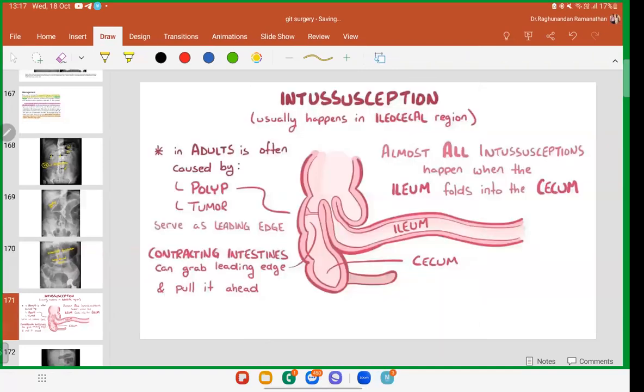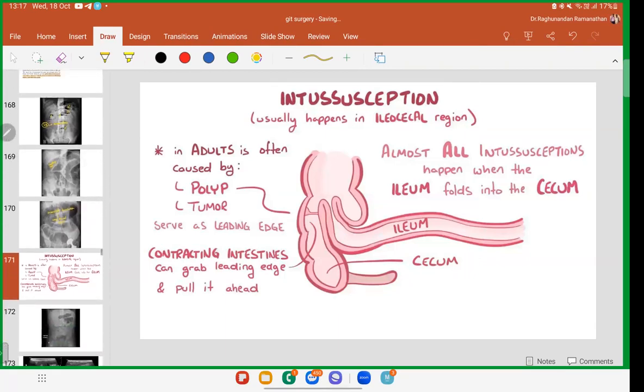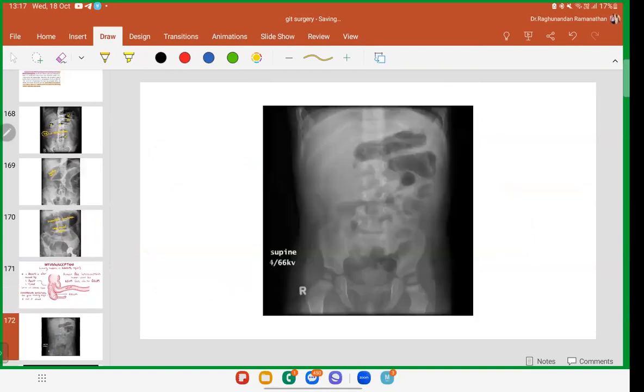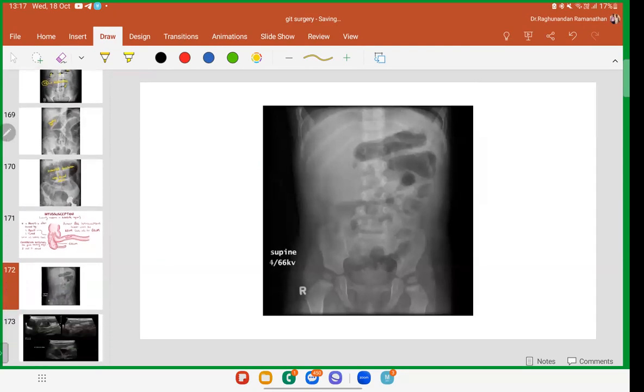So this is going to be an intussusception. In adults it is caused by a polyp or tumor. Intussusception happens when the ileum folds into your cecum. So what happens? Can someone tell me what this is? This is going to be the X-ray finding in your intussusception.